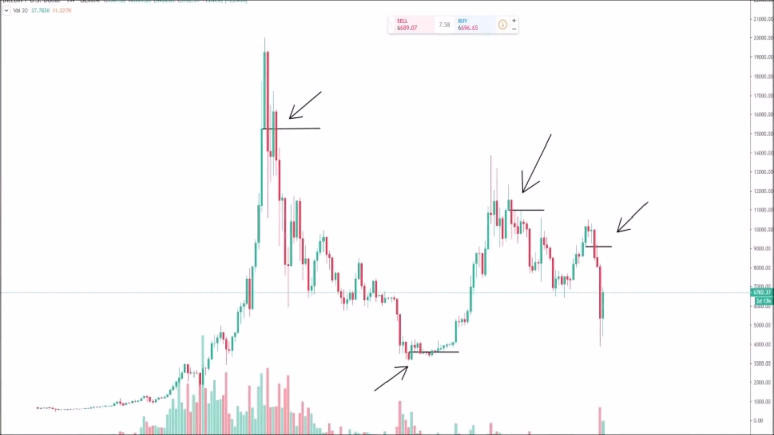Okay, so I've been asked to do a video on Bitcoin and my thoughts about it. I don't trade it, but I did share a few little things with the group, just a few things that I've noticed. So if you do trade Bitcoin, then you might find this interesting. And I want to draw your attention to every swing point on the chart.